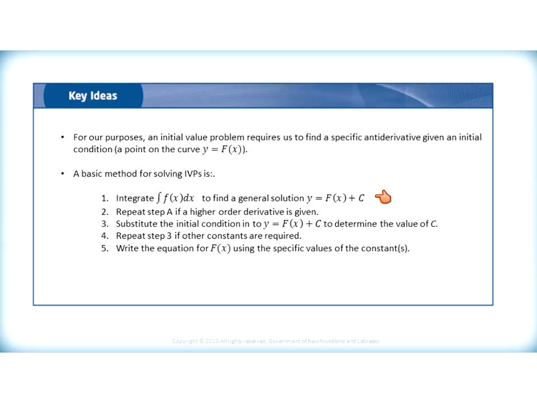Then repeat the step again if you have a higher order derivative. So let's say you start with a second derivative, you'd have to repeat that sometimes. Then substitute your initial condition in to find your constant. And repeat that again if you have to find two different constants. And write the equation for f using the specific value or values of the constants that you found. And that's basically it. That's IVPs in a nutshell.